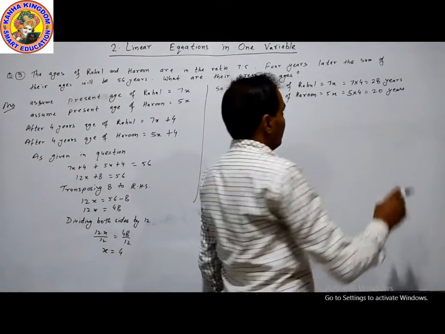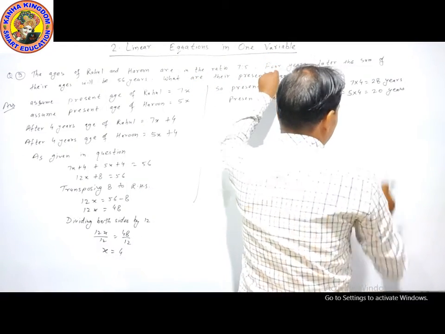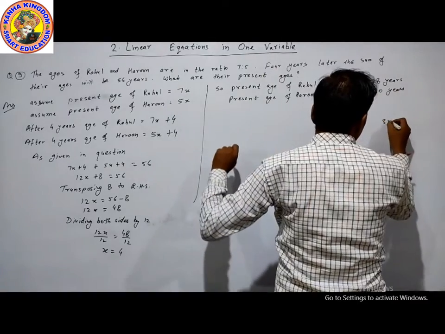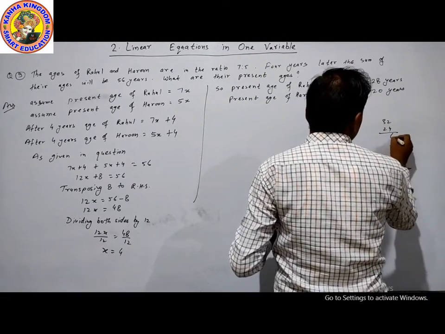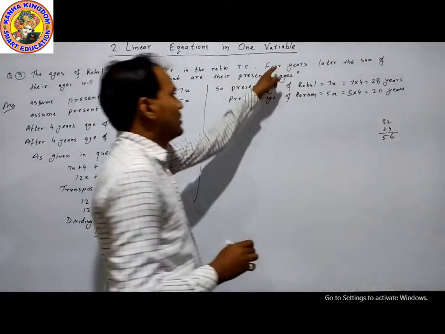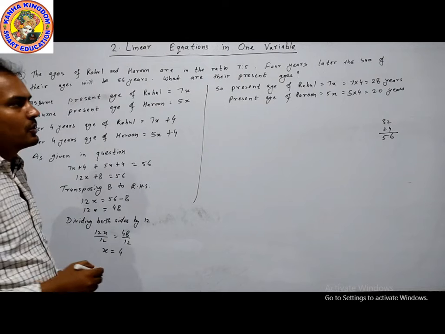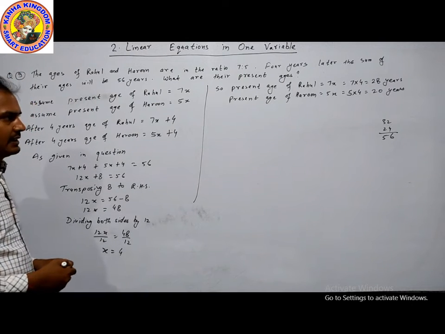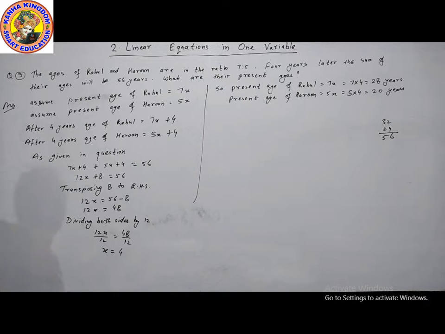After 4 years, taking the question, present age after 4 years, this will be 32, this will be 24, the addition is 56. After 4 years, the sum of ages is 56. So our answer is correct. Now let us take it from the beginning of the question.